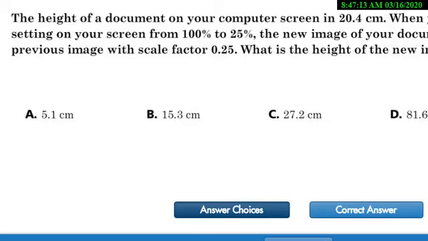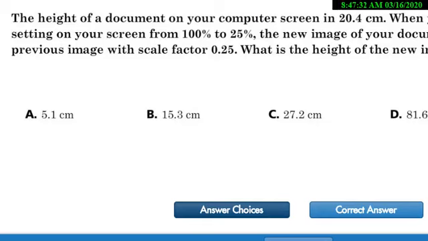We are done with the second part, which is finding the dilation image. We need to move forward to the third part, which is using the scale factor to find the length. This is the third part. I have a question for this part, and we need to solve it together.